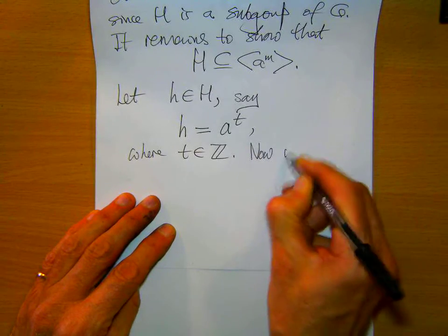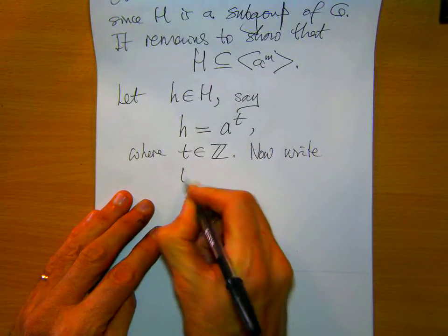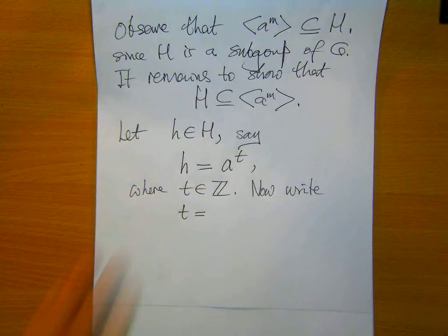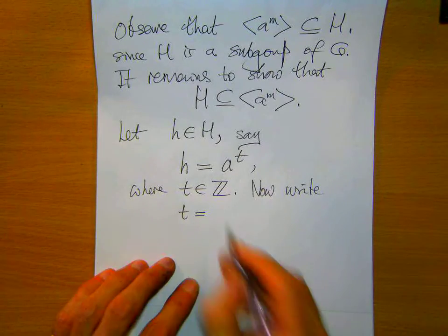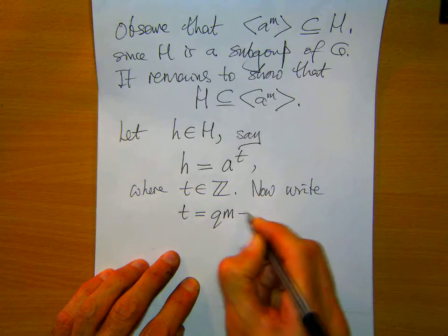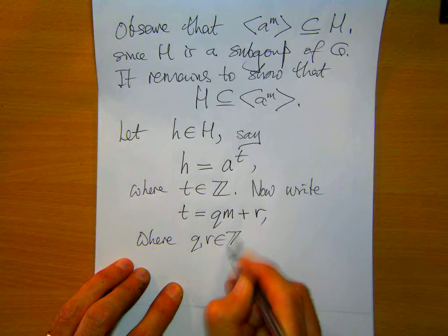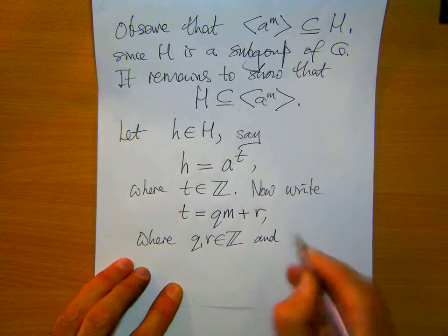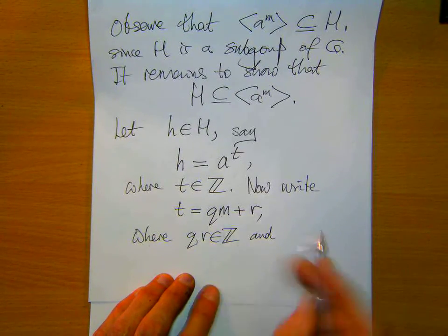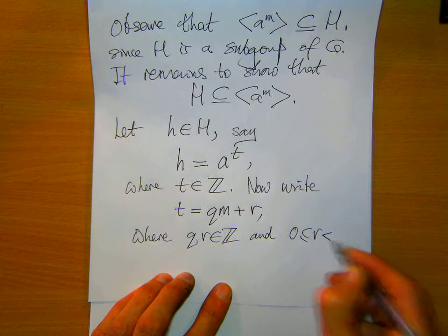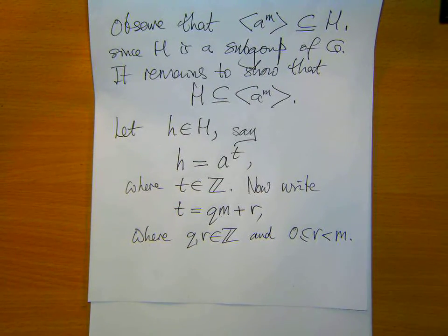Well, now I'm going to use the division algorithm again. I'm going to write t in terms of m. So I'm going to call it, say, qm plus r, where q and r are integers, the quotient and the remainder, because I'm dividing by m, notice, the remainder is between 0 and m, possibly 0, but not m. So I'm using the division algorithm again there. I'm dividing t by m, because I'm interested in m now.